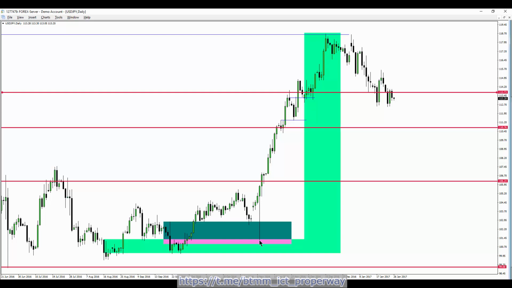So if you lose a level on a daily, don't be concerned. Just go out to a weekly chart and you'll see what they're reaching for. If you can't find it on the weekly chart, which is probably unlikely, but if you can't, go out to a monthly chart and you'll probably see much clearer where they're trying to push price.